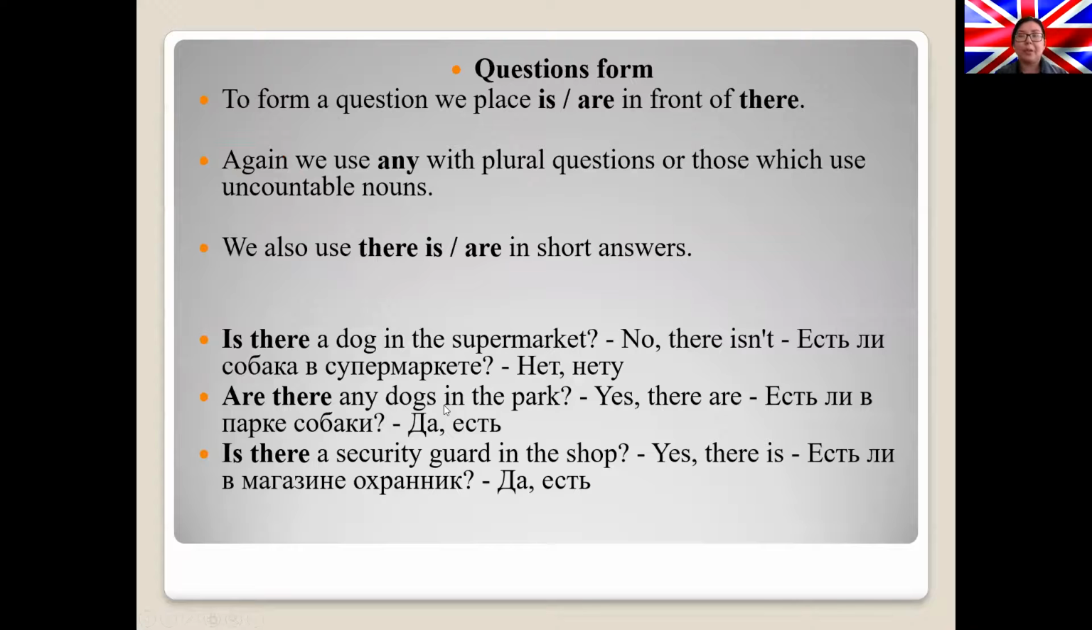Okay. Question form. To form questions, we place is or are in front of there. We use any with plural questions and with uncountable nouns. We also use there is, there are in short answers. For example, is there a dog in the supermarket? No, there isn't. Есть ли собака в супермаркете? Нет, нету.